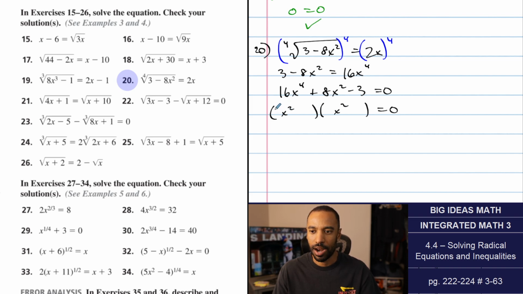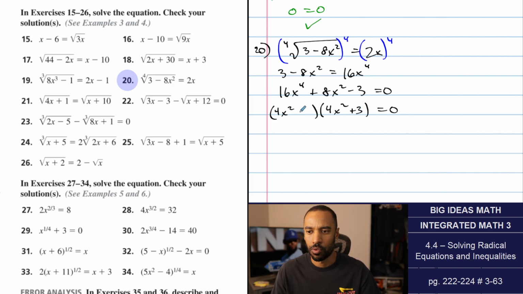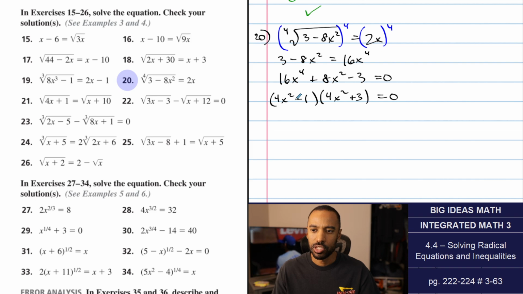I'm going to shoot for 4x. I think this is going to work. 4x squared and 4x squared. And we'll get a positive 3 on one of them and a negative 1 on the other. That's 12x squared minus 4x squared, which is 8x squared. So that works out.